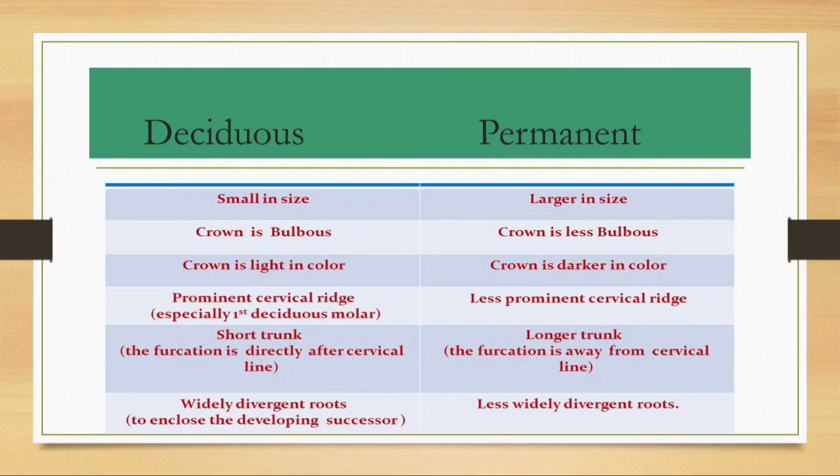Before that, let's see what are the differences between deciduous and permanent teeth. We all know deciduous teeth are small in size, the crown is bulbous, the crown is light in color, and there is a prominent cervical ridge, especially at the first deciduous molar, and it has a short trunk, that is the furcation is directly after the cervical line, and also it has widely divergent roots, to enclose the developing successor beneath it. And almost opposite features are present in permanent teeth.